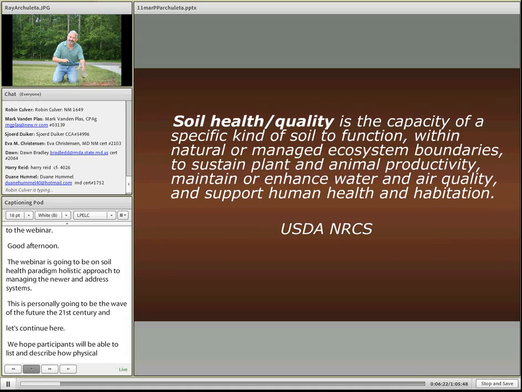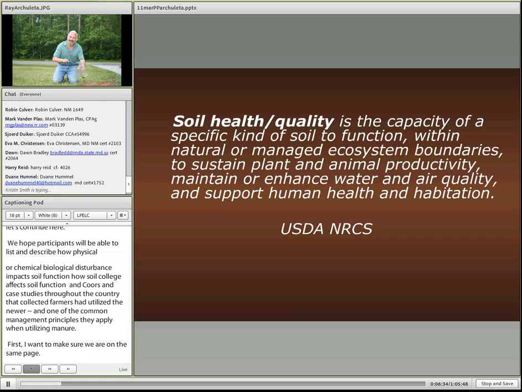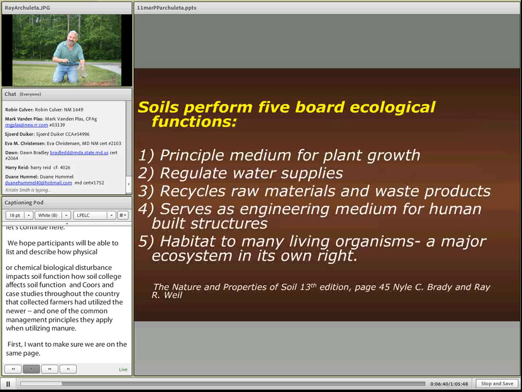First, I want to make sure that we're all on the same page. Soil health and quality is the capacity of a specific kind of soil to function within natural and managed ecosystem boundaries to sustain plant and animal productivity, maintain or enhance water and air quality, and support human health and habitation.